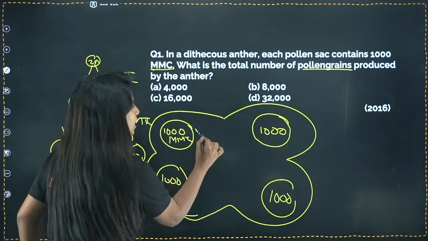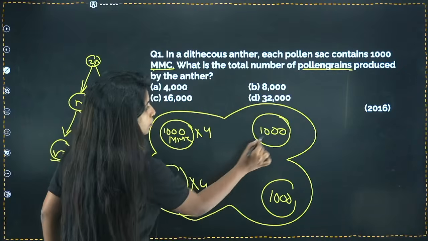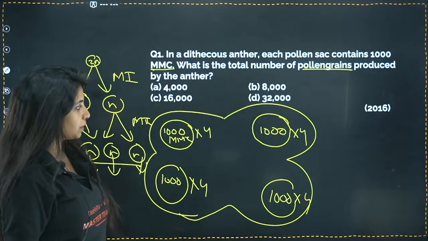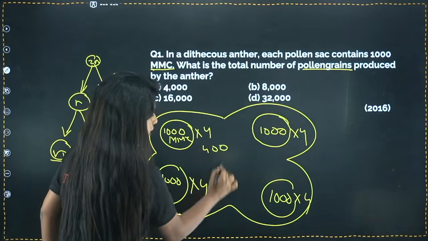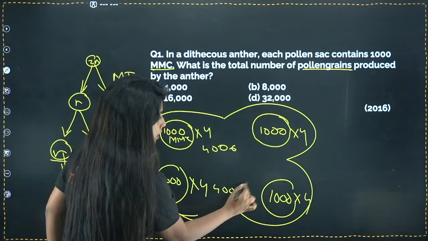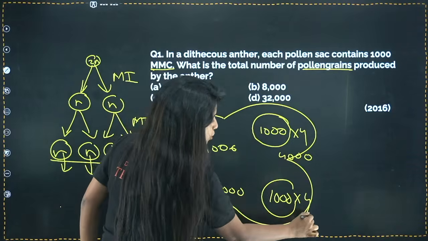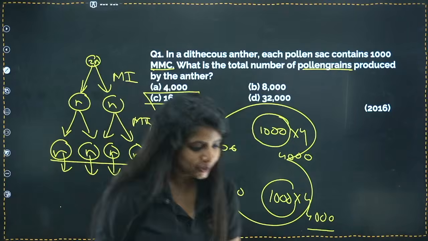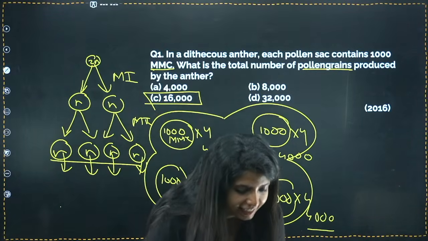So 1000 of them, each into 4. Here it will be 4000, here also 4000, here also 4000, here also 4000. 4000 into 4 is equal to 16,000. Your answer for this question is C.